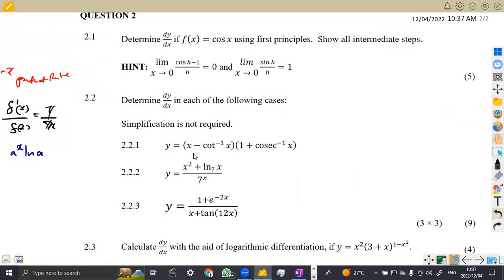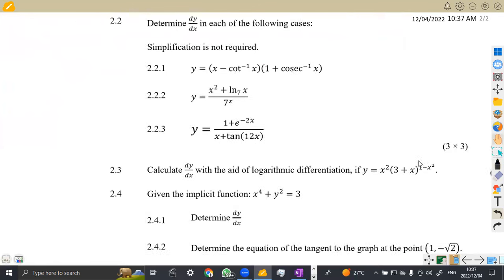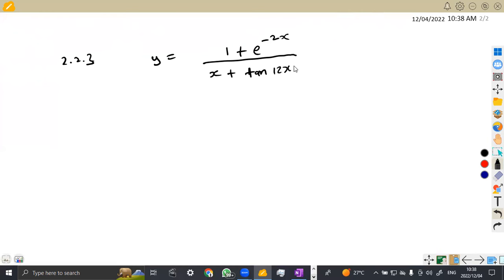And we're going to move on to 2.23, which is the last question on derivatives where simplification was not required. There we are given y is equivalent to 1 plus e to the exponent of negative 2x over x plus tan 12x. Okay, I'm going to rewrite this question here. So this was 2.23. y is equivalent to 1 plus e to the exponent of negative 2x over x plus tan 12x, like this.